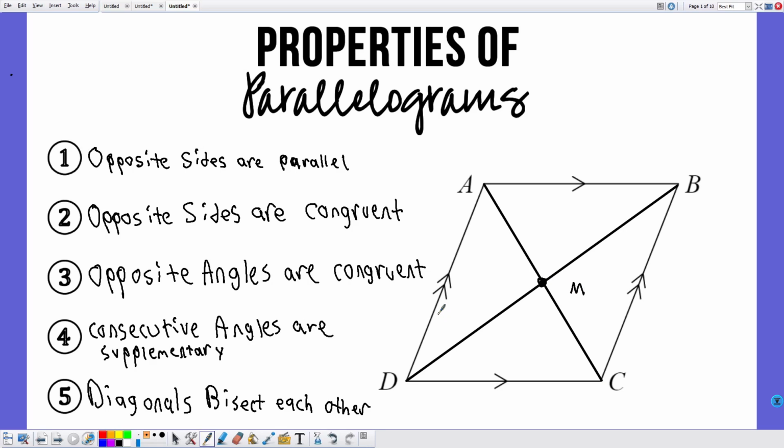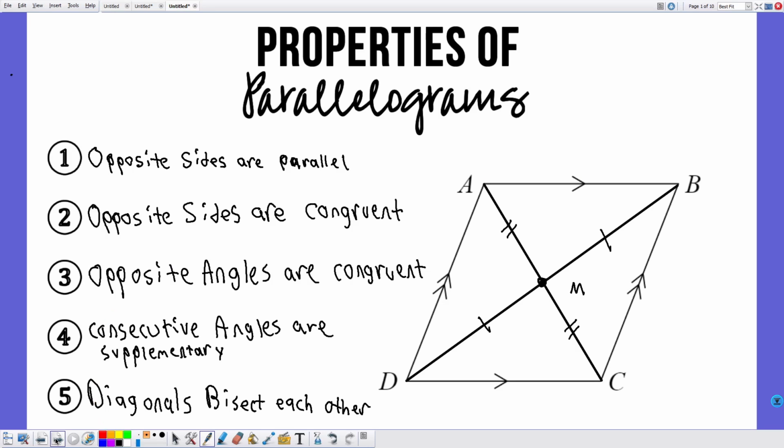If the diagonals bisect each other, then DM is congruent to MB, and AM is congruent to MC. So they bisect each other. It means the diagonals cross each other at their midpoints.